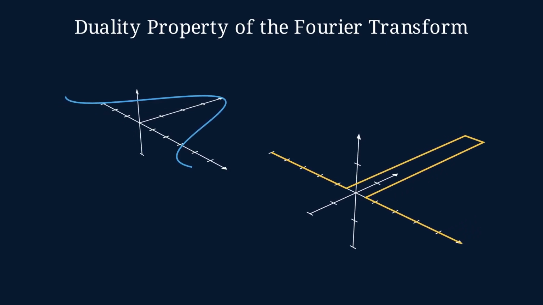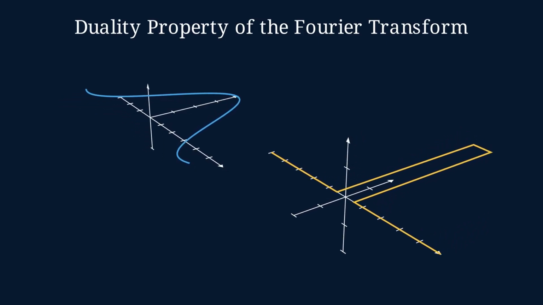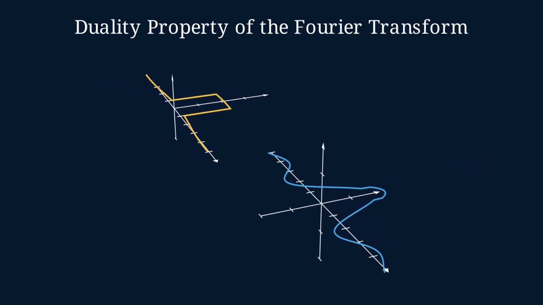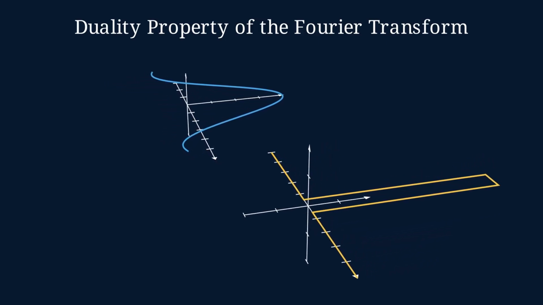This shows that the Fourier transform has a deep symmetry between time and frequency. Duality reveals that these domains are interchangeable representations of the same structure.